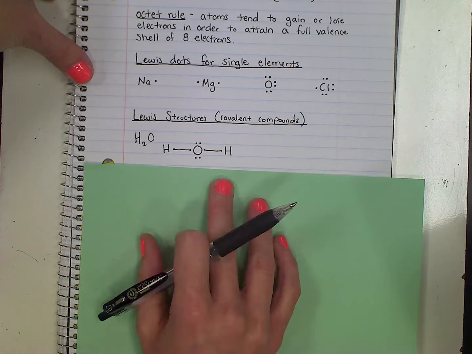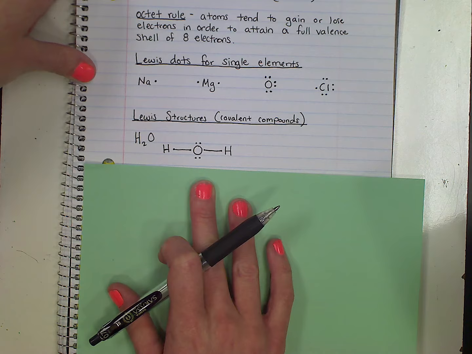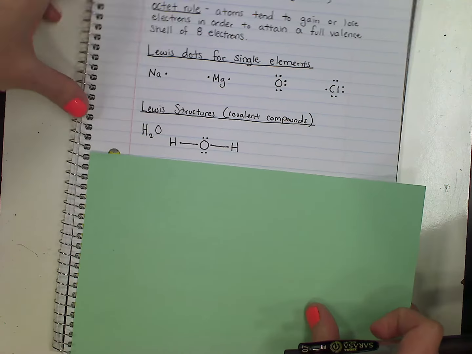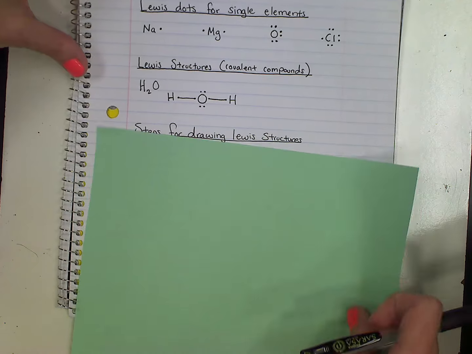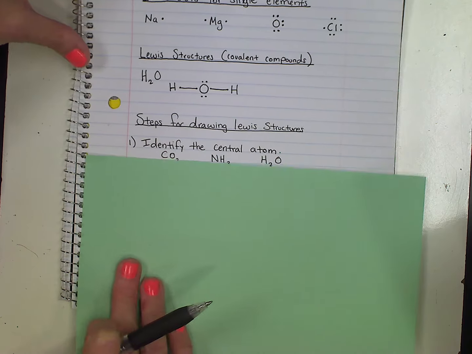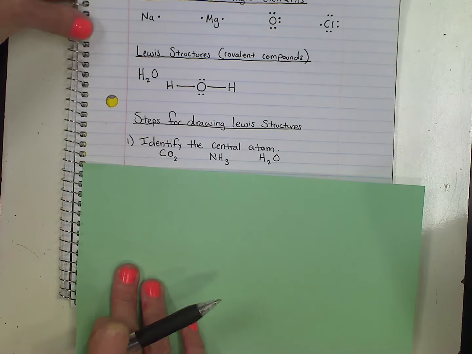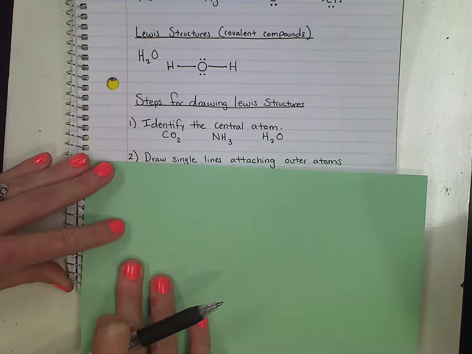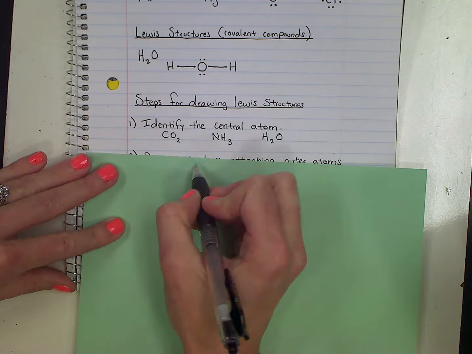So there's a pretty short method that I use in order to make Lewis structures that makes life pretty easy. And it follows a series of steps. So here are the steps for drawing Lewis structures. The first thing you want to do is identify what the central atom is going to be in your Lewis structure. So usually it's the element that you only have one of.